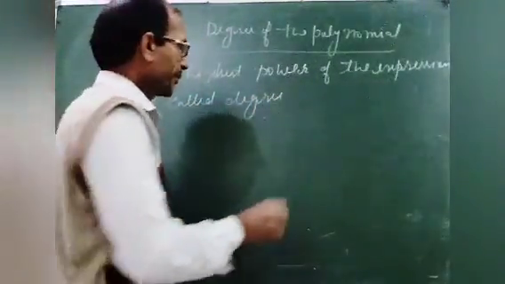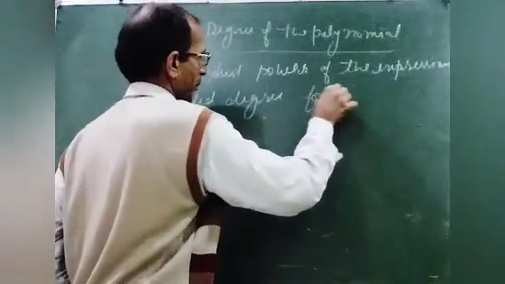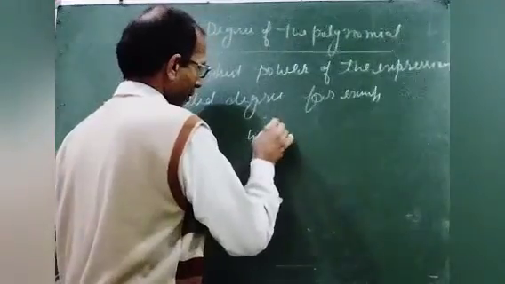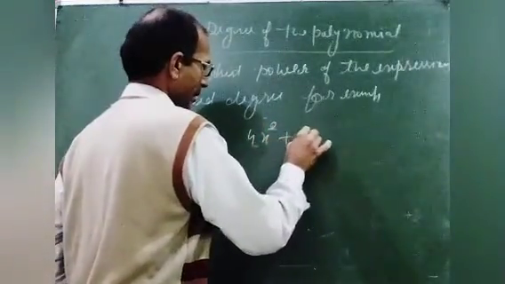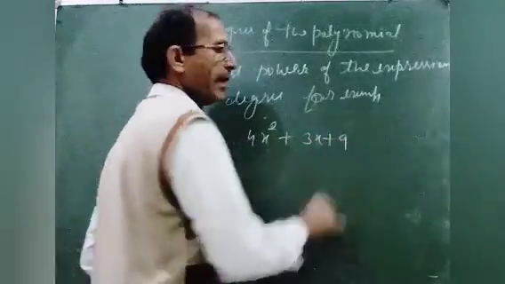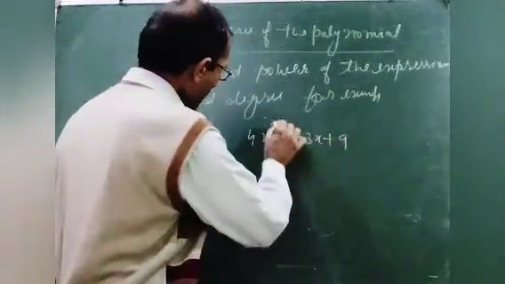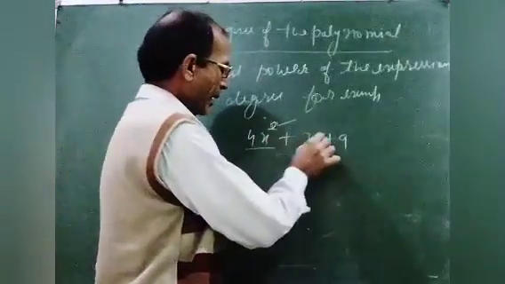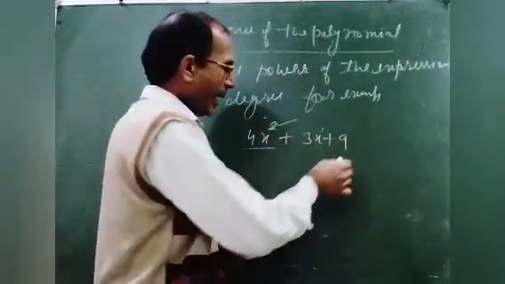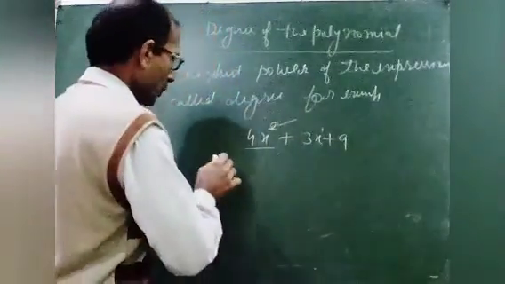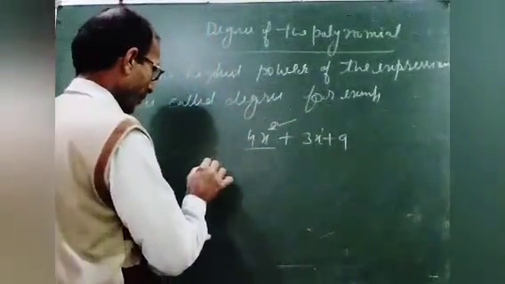For example, 4x² + 3x + 9. In the first term, the power of the variable is 2. The power of the variable in the second term is 1, and the last term has no variable. So you have to solve like this.